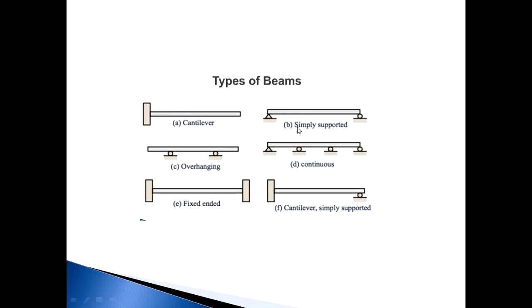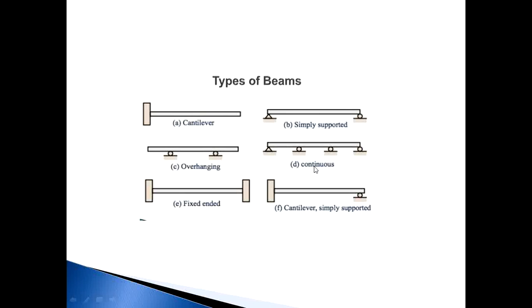The second one is simply supported. Simply supported means just resting on two supports. The support may be a hinge, roller, or simple support. Then the third one is overhanging. Overhanging beam means some part of the beam is extended from that support. This is the both-side overhanging beam.